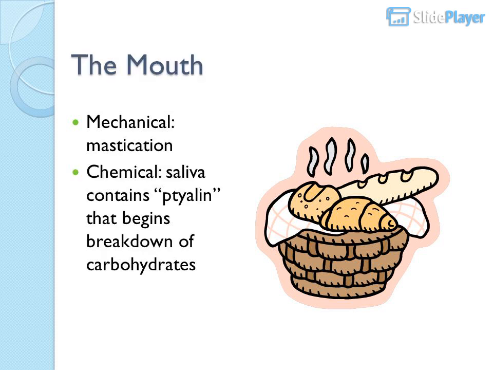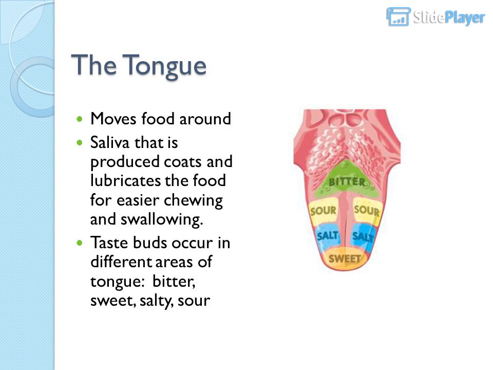Mechanical, mastication. Chemical, saliva contains amylase that begins breakdown of carbohydrates. The tongue moves food around. Saliva that is produced coats and lubricates the food for easier chewing and swallowing.